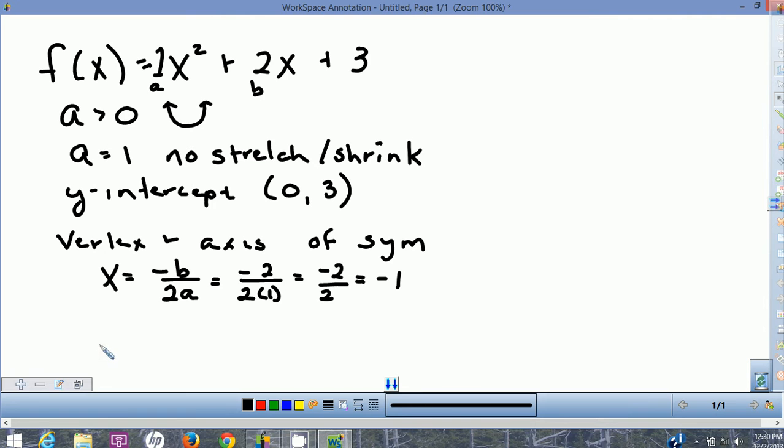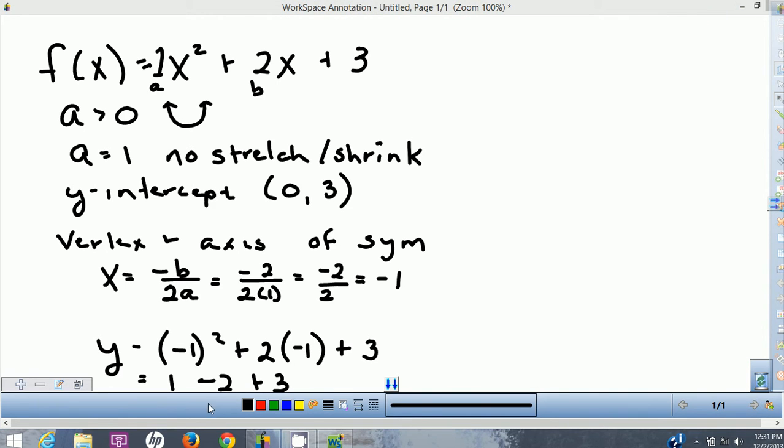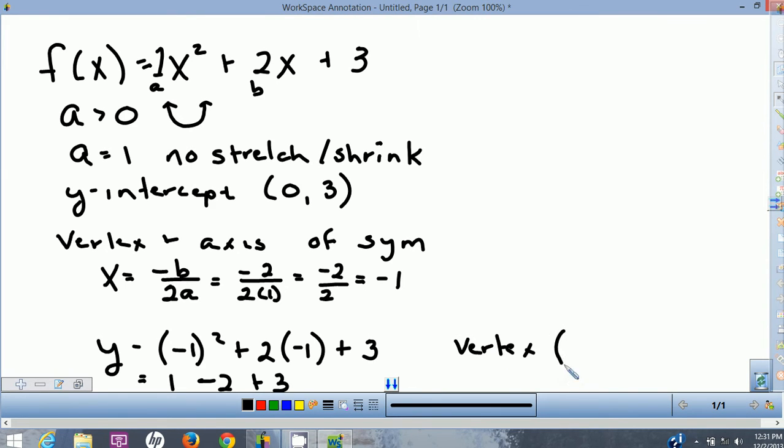I now need my y value. y is equal to x squared plus 2x plus 3, and x is negative 1, so we substitute negative 1: negative 1 squared plus 2 times negative 1, plus 3. If I come back and simplify that, negative 1 squared is 1, 2 times negative 1 is minus 2, plus 3, and that gives me a value of 2. So the vertex of this function is at the point negative 1, 2.